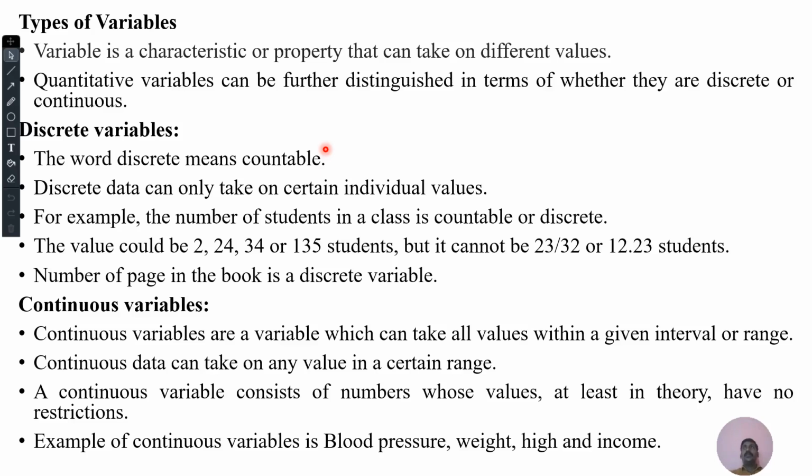For example, for blood pressure, today morning they measured the blood pressure as 70, next day 90. Or today morning at 8 o'clock it is 70, at 9 o'clock 80, at 10 o'clock 95. So it will change. It is measured within a certain range. That is called a continuous variable.